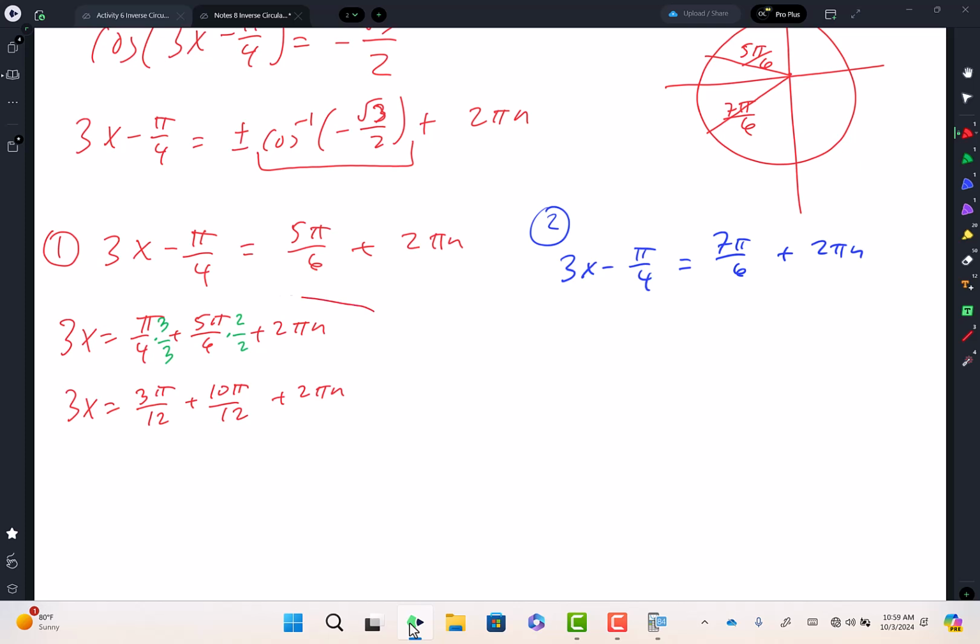And then, so like right here? All I did, you see this negative pi over 4? I didn't move to the right. So whenever you move something to the right of that equal sign, you have to change the sign. So I added pi over 4. See? So pi over 4 plus 5 pi over 6.